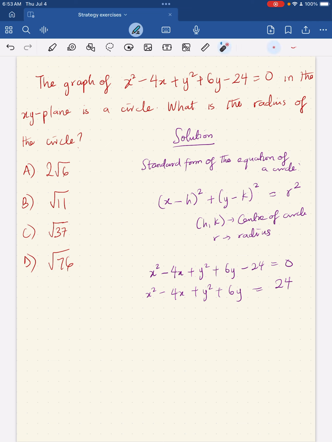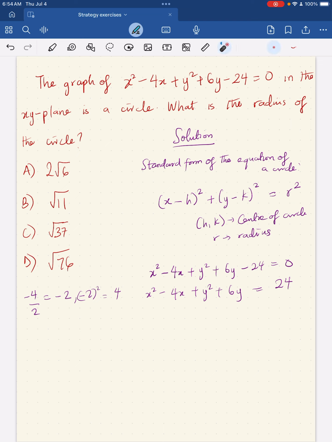Now let's look at the x part of this equation. The x part, we have x squared minus 4x. This is a quadratic expression where the coefficient of x is negative 4. So what you do is take the coefficient of x, which is negative 4, and divide it by 2. Negative 4 divided by 2 is negative 2. Then square negative 2. Negative 2 squared is 4.